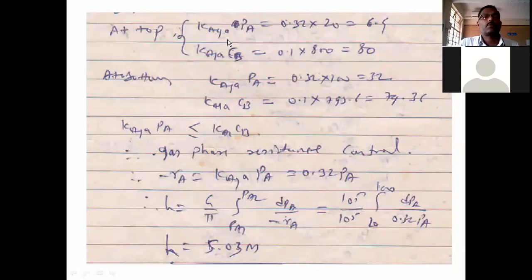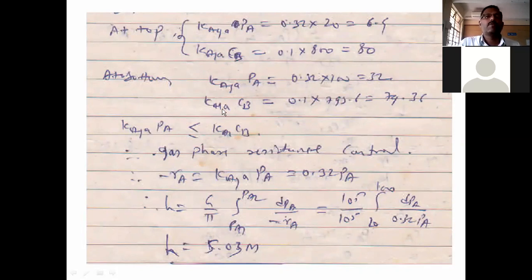At the top, suppose gas film is resistance control, and at the bottom it is also gas film resistance control, then use the same equation: minus R is equal to kG into Pa, this rate of reaction, and H is G upon pi integration from P1 to P2 upon minus Ra. So this is the height of the tower. This is the common equation for all problems calculating the height of the tower for mass transfer with chemical reaction. In the previous problem it was only straight mass transfer, so another equation was there. Here minus Ra is given; put these values and solve this equation.